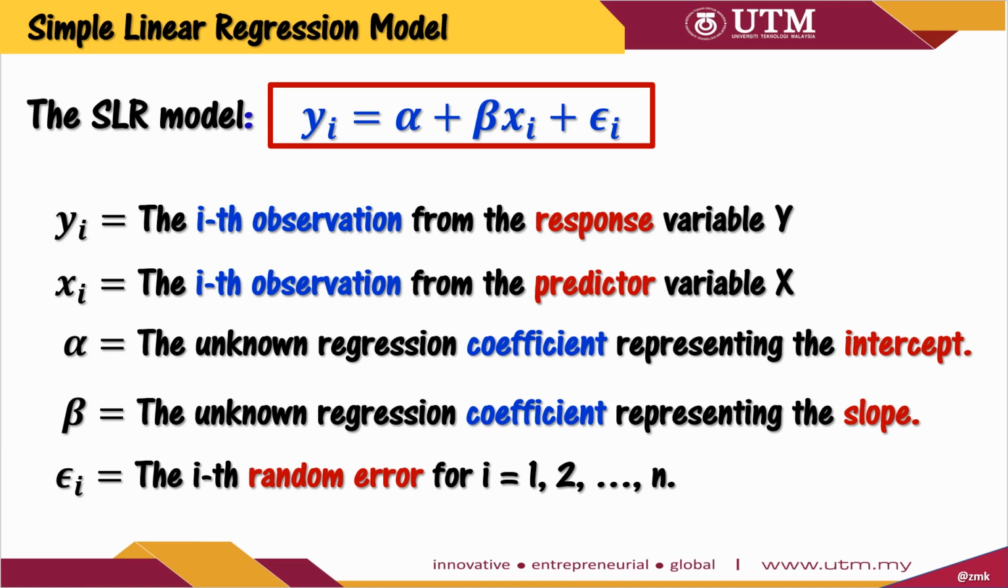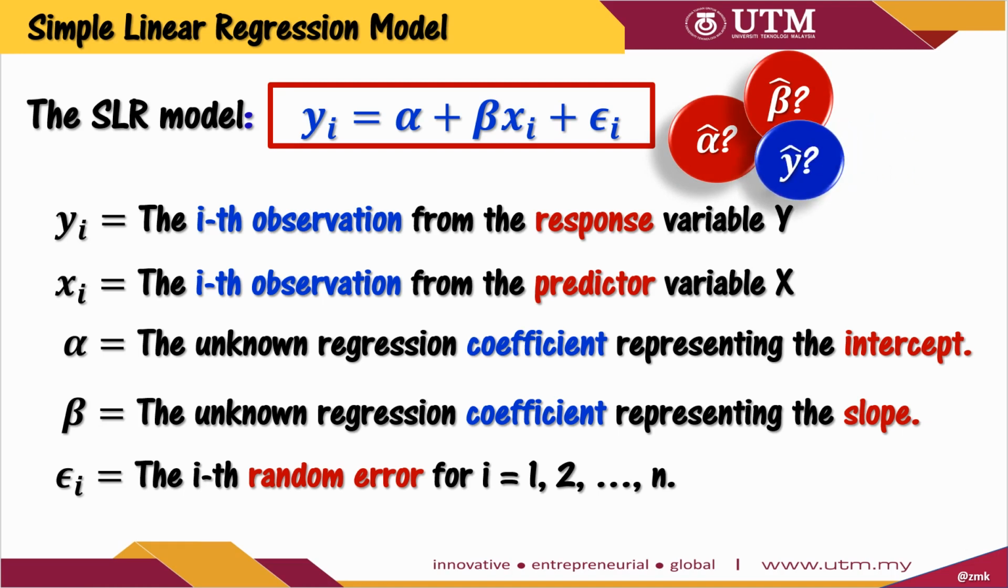Since alpha and beta in the simple linear regression equation are unknown, how do we estimate alpha and beta in order to get the estimated regression equation denoted by y cap or y hat? We can do this by using the method of least squares.